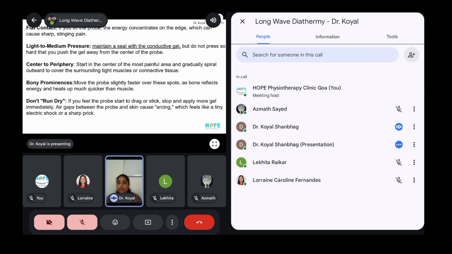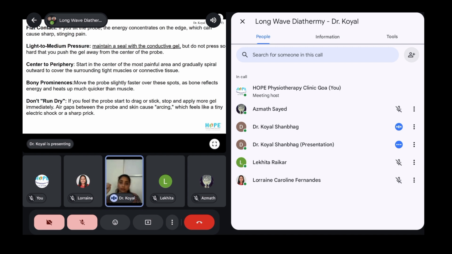Light to medium pressure has to be applied to maintain the seal with the conductive gel. We cannot push too hard, or the gel will spread away. We should move it at a comfortable pressure. Then we should always see to it that the movement goes from the most painful area, spreading outward. So it should go from the center to the periphery in the targeted area.